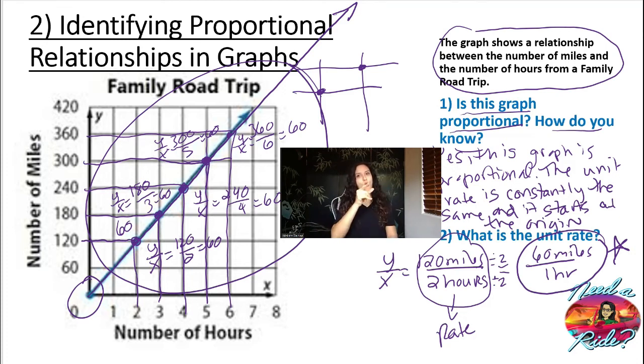Question 2, what is the unit rate? Well, you already did all the work when you were trying to figure out if it was proportional, but I do need to see work in this area. So just pick one of those points and write the work there. And there's our answer right there: 60 miles every hour. Next one.